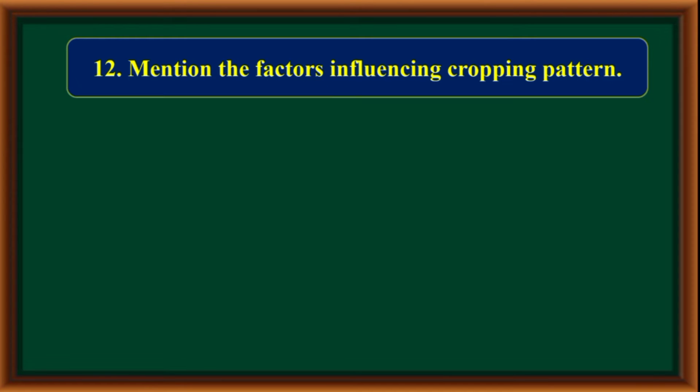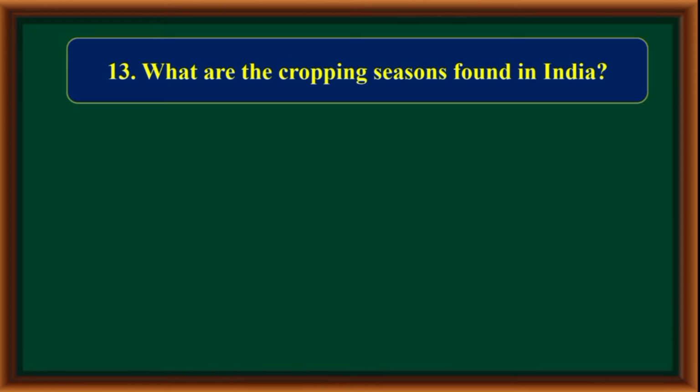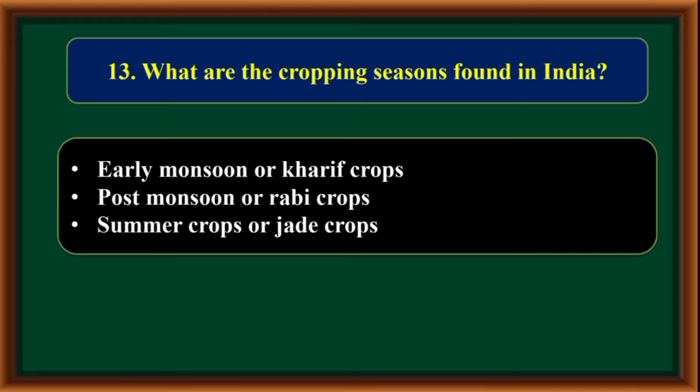Mention the factors influencing cropping pattern. Natural factors, economic factors, social factors, farmers' attitude, water availability, transport facilities, market, hybrid seeds, chemical fertilizers, land development. What are the cropping seasons found in India? Early monsoon or kharif crops, post monsoon or rabi crops, summer crops or jaid crops.